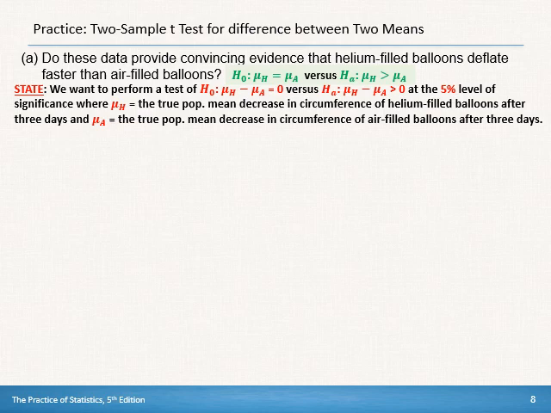All right, so now let's work on the plan. What is the inference procedure here? And check your conditions. Pause the video and write that out.